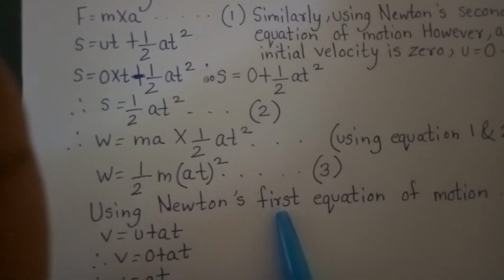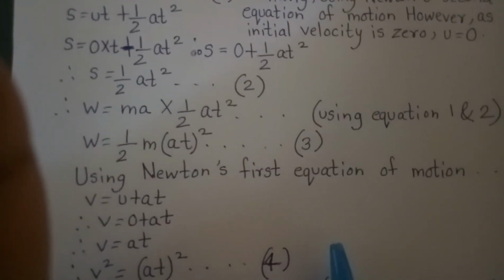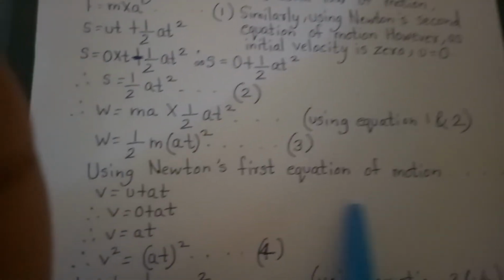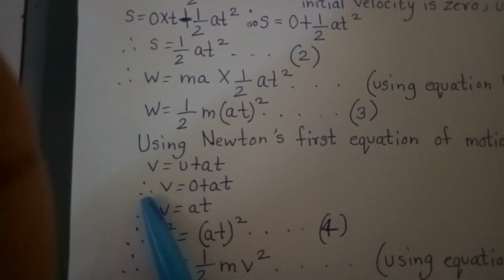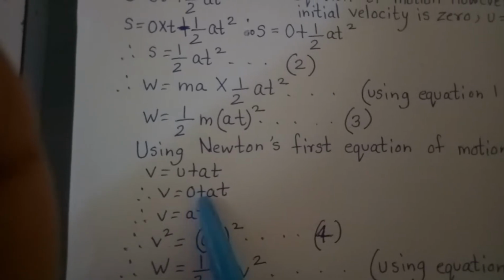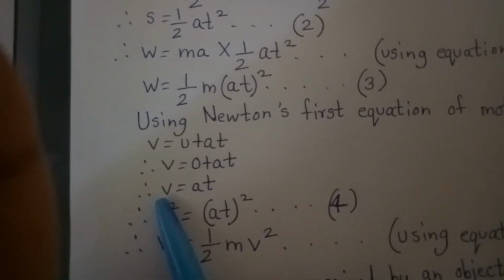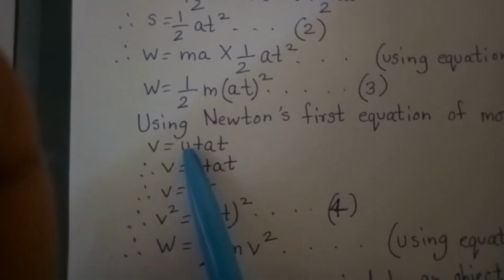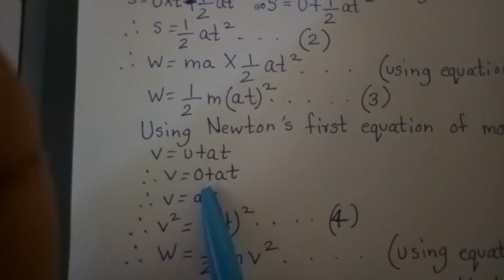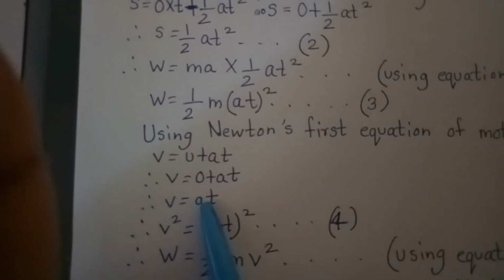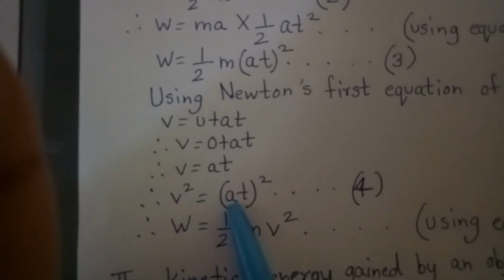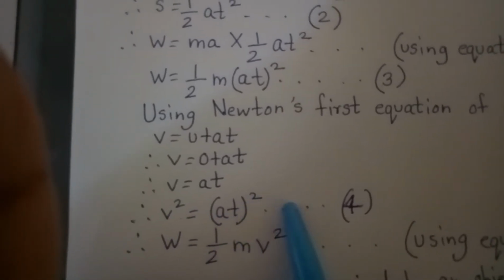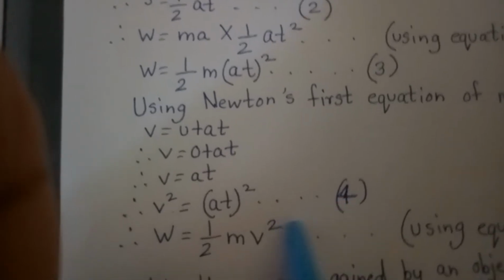Using Newton's first equation of motion, what will happen? See, v is equal to u plus at. That is, v is equal to, as u was 0, only at. So v is equal to at. v square is equal to a square t square, that is the fourth equation.